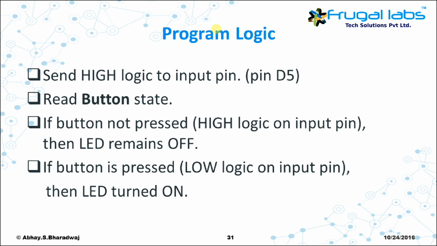So the program logic is like this. I'll repeat the program logic. Initially, you're sending a high logic to your input pin, so you're sending a high logic to D5. D5 will always be held at 5 volts. Next, you will read the button state. If the button is not pressed, then the high logic remains on pin D5, so 5 volts will remain on pin D5. That means the button is not pressed and the LED should remain off. If the button is pressed, then the circuit gets completed and pin D5 gets low logic or 0 volts. Then you have to turn on the LED. So this is your program logic.